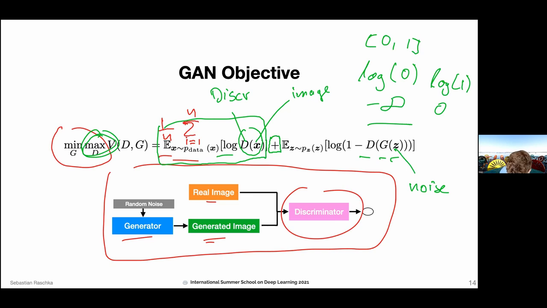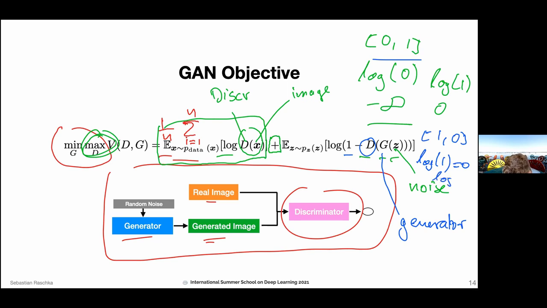And the G here is our generator. The D is still our discriminator. It still outputs something between 0 and 1, the probability score. But now we have this 1 minus here in front, right? So it's kind of flipping. If we have 1 minus 1, it becomes 0, and if we have 1 minus 0, it becomes 1. So the output instead of 0, 1 would now be 1, 0. And then the log of 1 is 0, and the log of 0, running out of space, would be minus infinity.